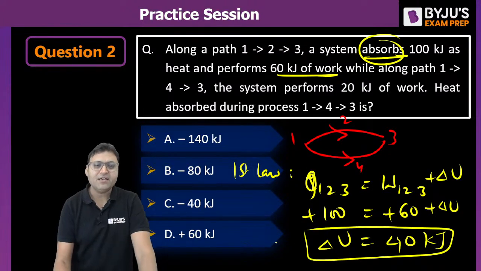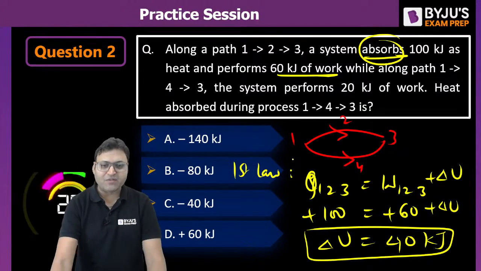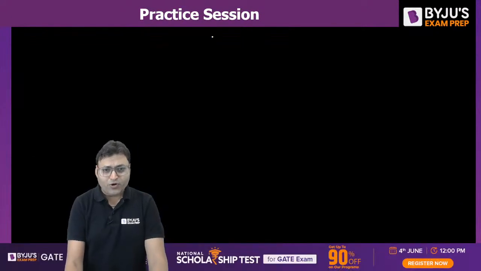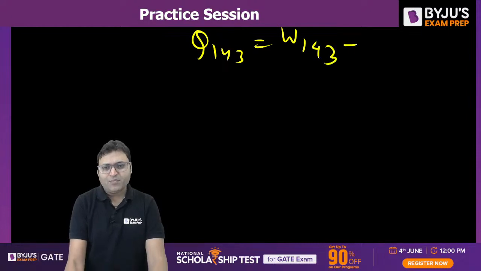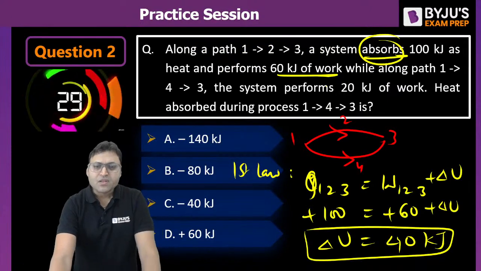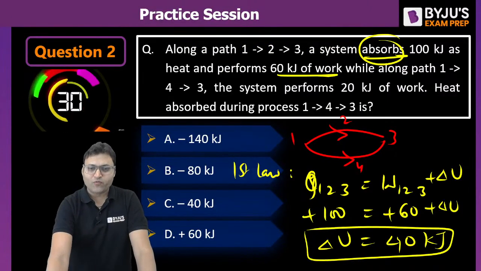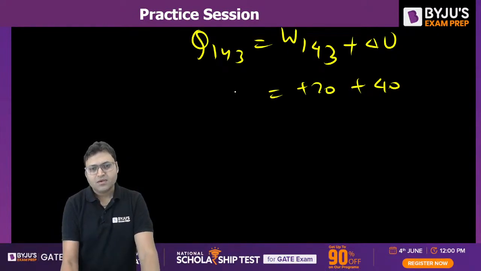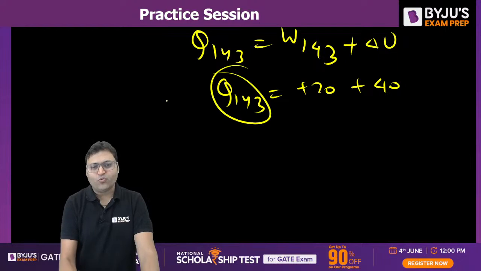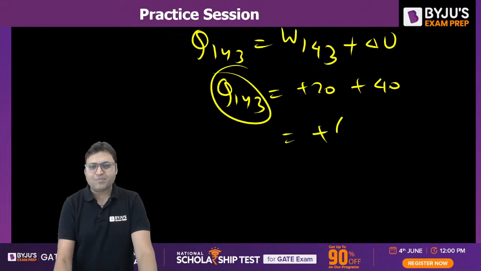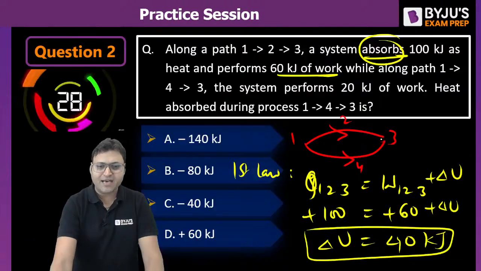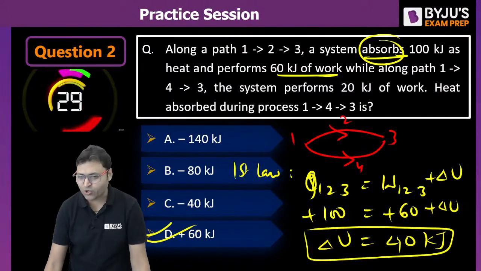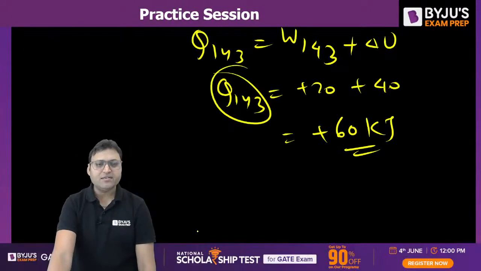Delta U will be plus 40, and for the other process 143, Q143 is equal to W143 plus delta U. Delta U is 40 kilojoule, and the system performs 20 kilojoule of work. Work is done by the system, so plus 20, is equal to Q143. So what is the heat transfer? That is plus 60 kilojoule, isn't it? The answer will be option D. Yes, no one? Well done. Let us move to the next one.